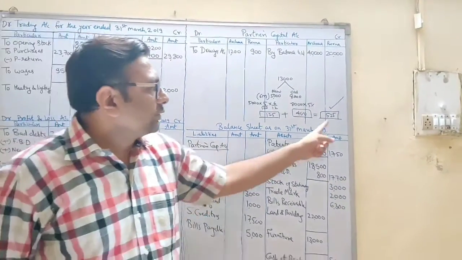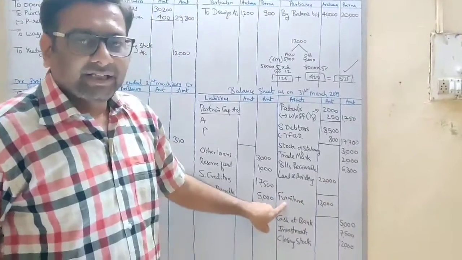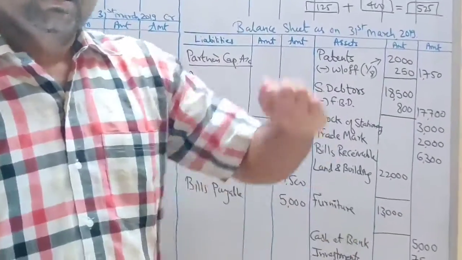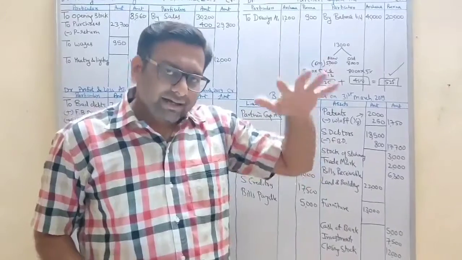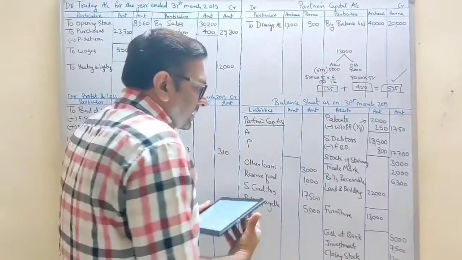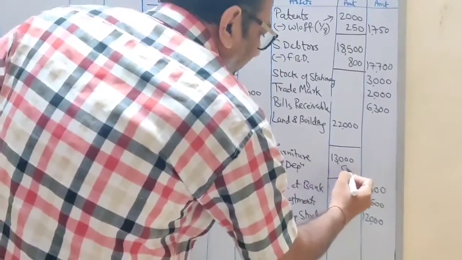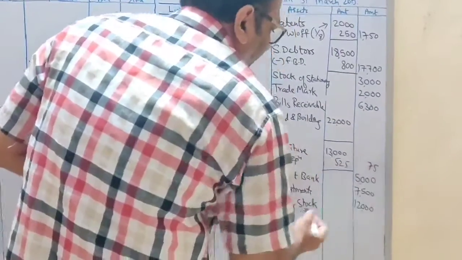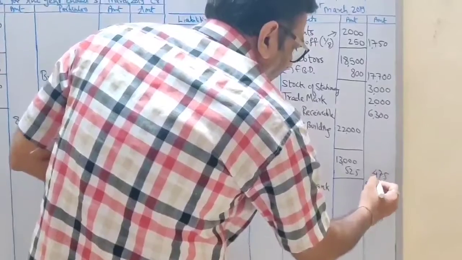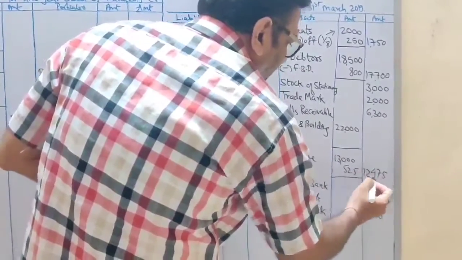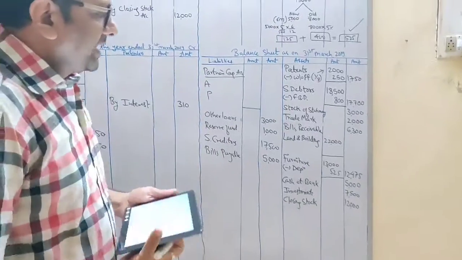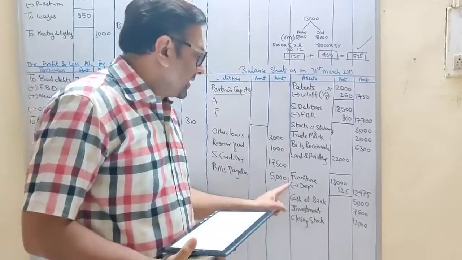So let's give two effects of this depreciation amount. You know, student, what we do with the depreciation? We minus from our asset. Why? Because depreciation means the value of the asset is decreasing. So you minus from furniture depreciation 525. So in the outer column it will be 12,475.